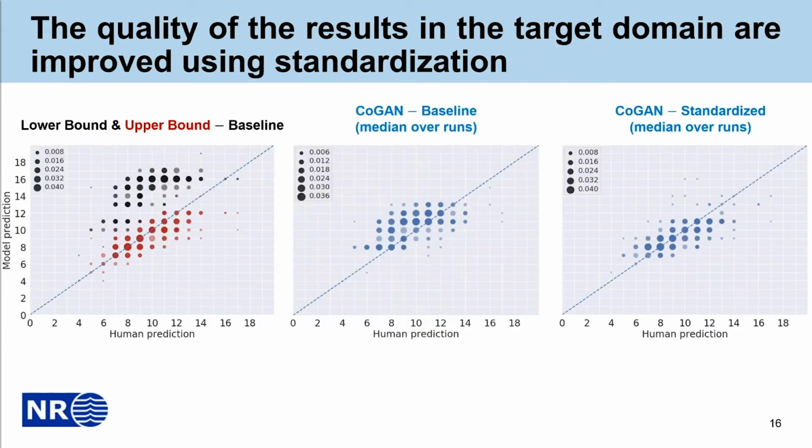Let's now look at the model predictions against the human predictions to evaluate in a more qualitative manner our domain-adapted results. On the left, we have our lower and upper bound models, where we see that the lower bound model in black completely overestimated the ages compared to the upper bound model in red. This trend is actually corrected when applying domain adaptation, as shown in the second and third scatter plots, where we compute the median over the 5 different runs per predicted sample.